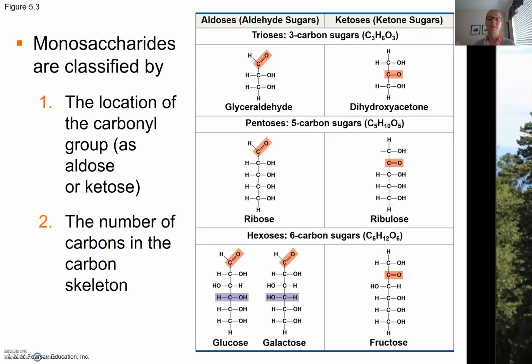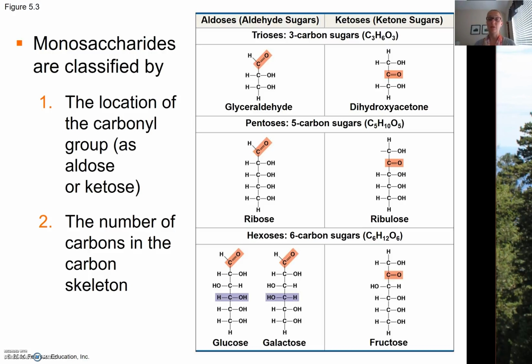So if you take a look at the table on this slide, and at the columns, the column on the left has your aldehyde sugars, or your aldoses. Aldehyde sugars have that carbonyl group attached to the end of the carbon skeleton. On the other hand, the column on the right has your ketone sugars, or your ketoses. These have that carbonyl group somewhere in the middle of the carbon skeleton. So, location of the carbonyl group is one way to categorize those monosaccharides. Another way that we can categorize them is based on how many carbons they have in that carbon skeleton.